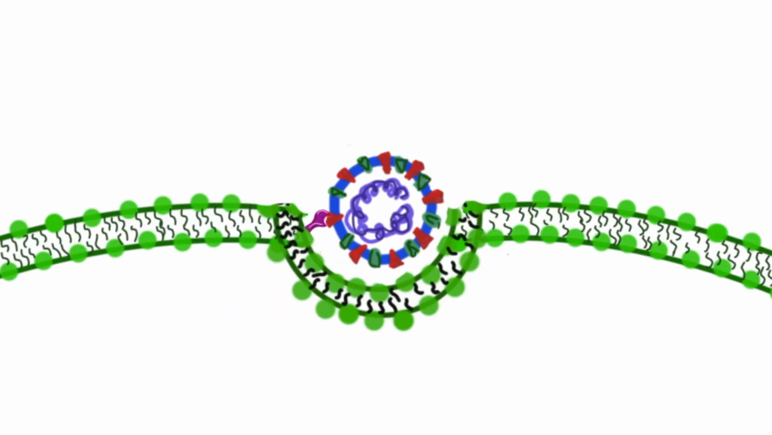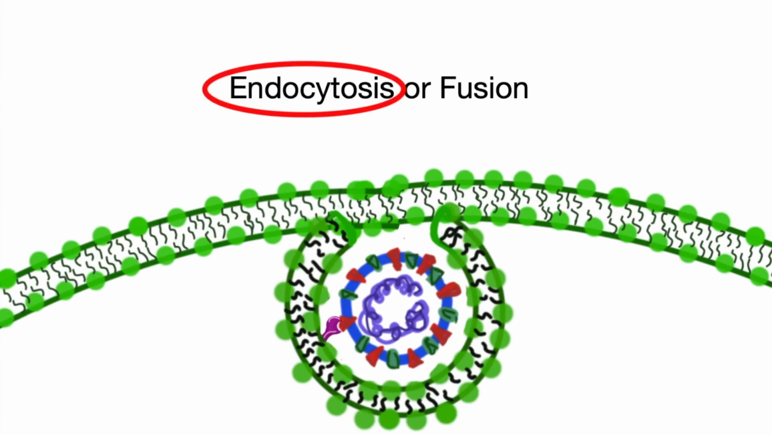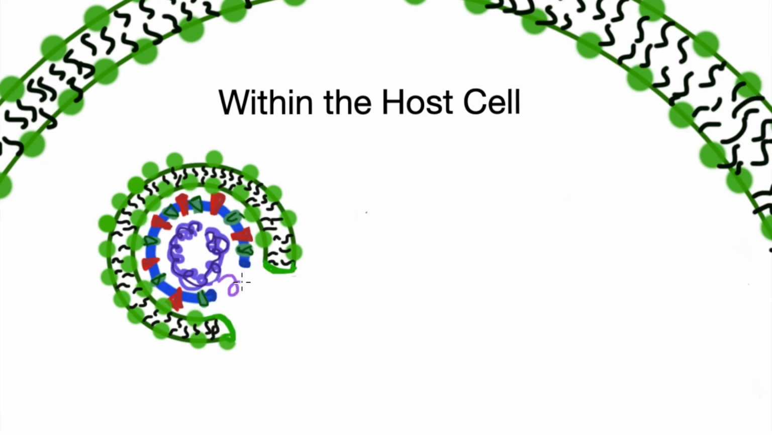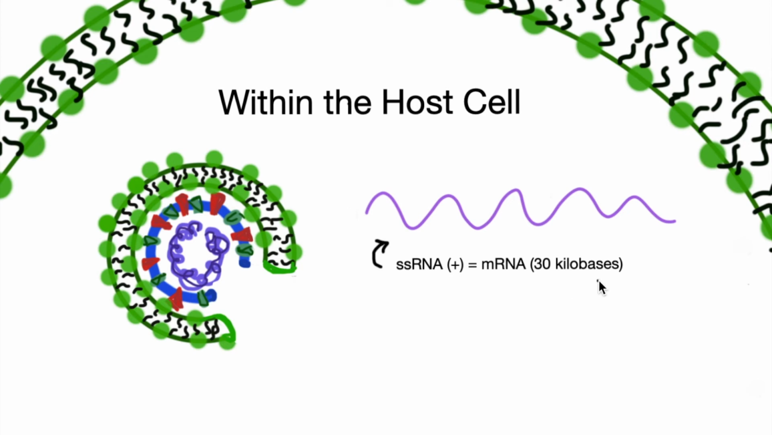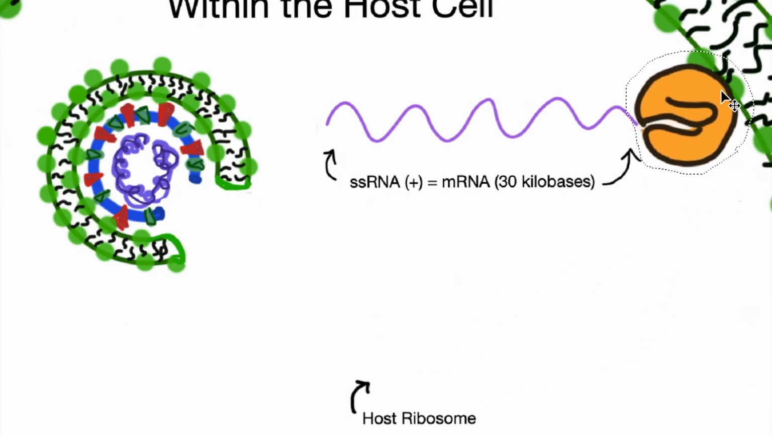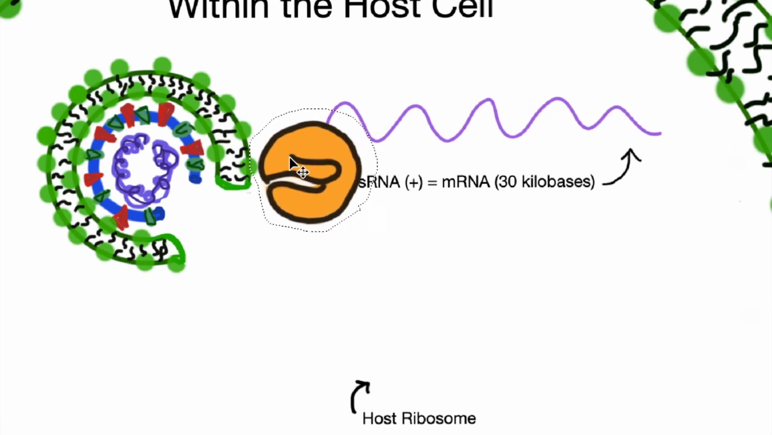There are actually 2 ways the virus can enter, either through endocytosis like this or another mechanism called fusion. Once in the cell, the genetic material of the virus, which is encoded as a 30 kilobase single-stranded plus sense RNA, will be uncoated and released into the host cell. This plus sense RNA will directly function as an mRNA that will be translated by the host ribosomes.